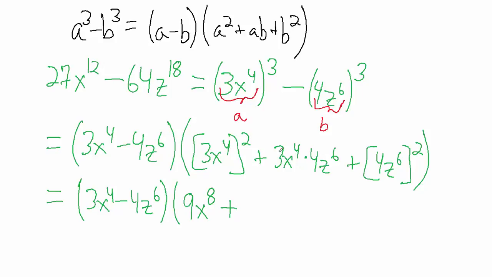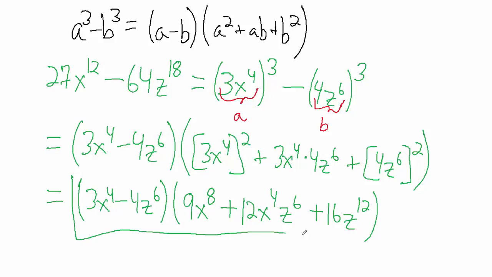Plus, what happens over here? 3 times x to the 4th times 4 times z to the 6th. 3 times 4 gives us 12. X to the 4th, z to the 6th. Nothing really we can do with that. And then the last term inside of here, 4z to the 6th, all that being squared. 4 squared is 16. Z to the 6th squared is z to the 6th times 2, which is z to the 12th.